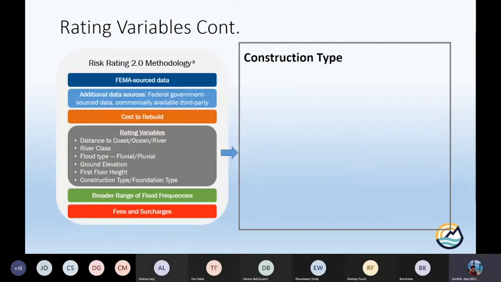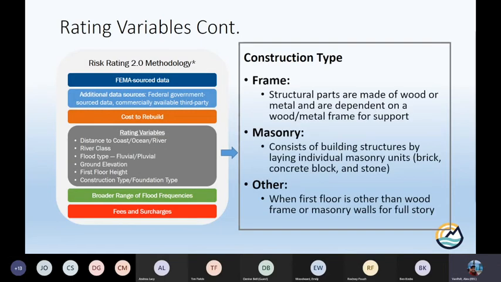Other rating variables we're going to talk about are going to be construction type. FEMA has simplified how they look at construction type. They've narrowed it down to 3 different types: frame, masonry, and other. Just like before, most everything is going to be frame or masonry. I'm not going to read these definitions directly to you. You can read them yourself.